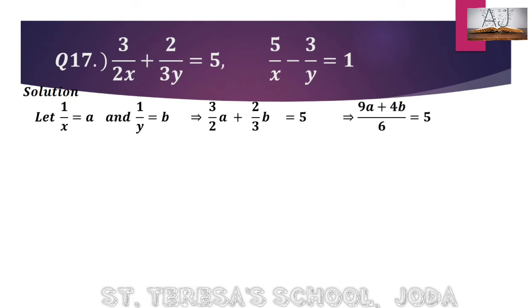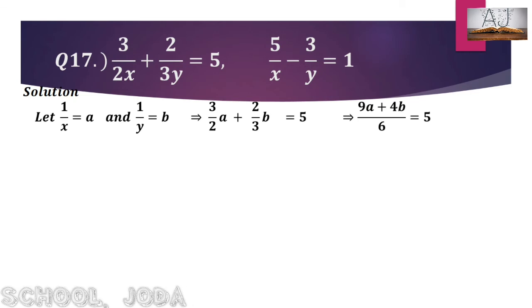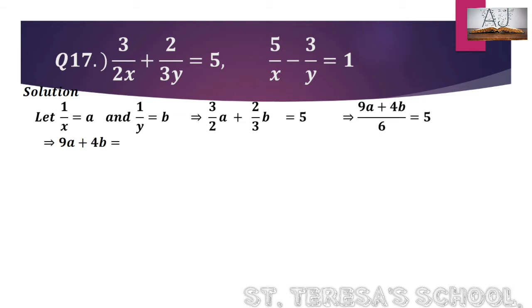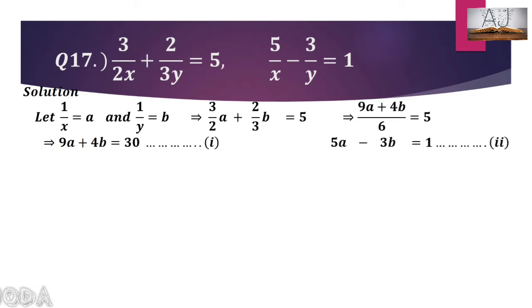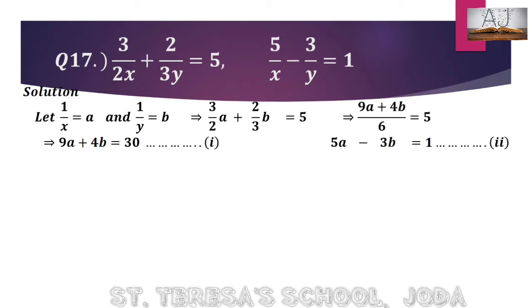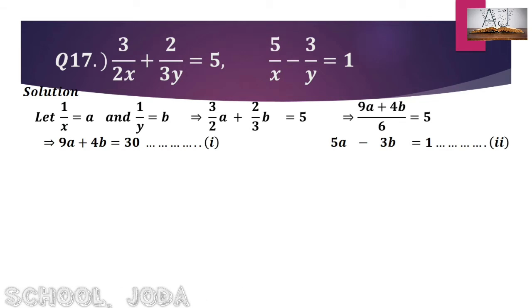So if we assume, we get 3 by 2a plus 2 by 3b is equal to 5. Then after that we find the LCM. So we get similarly 9a plus 4b equal to 30. And the second equation comes 5a minus 3b equal to 1. Okay, I'll explain to you how we got the first one.